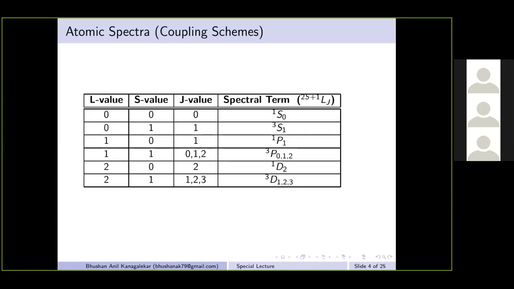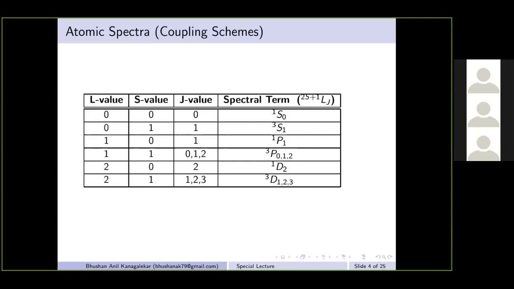Next I will take L equal to 1 and S equal to 1. The different J values are 0, 1 and 2, from L minus S to L plus S. 2S plus 1 with S equal to 1 is 3, and L is 1, so 3P, and different J values are 0, 1 and 2. So 3P0, 3P1 and 3P2. These are the three terms.